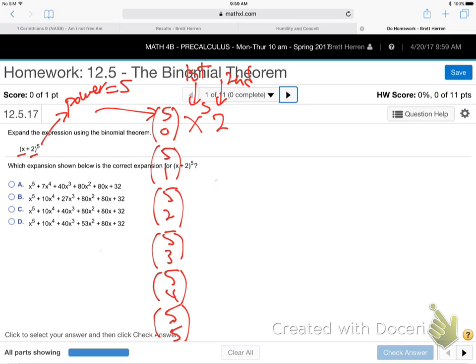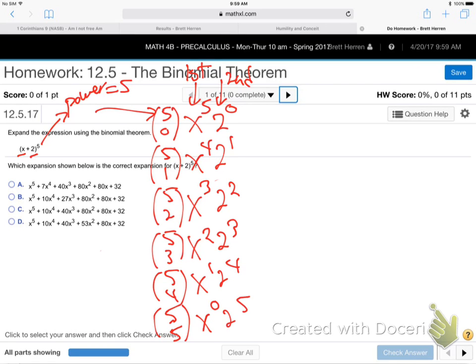You start with the highest power, and you do 0. In fact, it's just those numbers. And then you go 4, 3, 2, 1, none. And then vice versa. 1, 2, 3, 4, 5. Everybody see what I'm doing there?